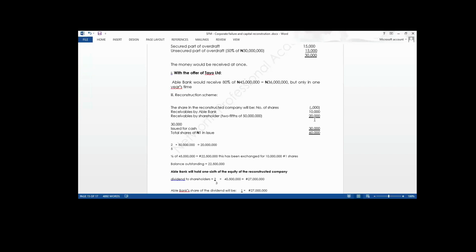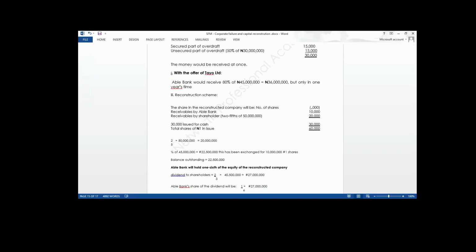The shareholders' investment was 50 million naira. The directors are saying, look, accept 2 shares for 5 shares currently held. That investment will reduce to 20 million naira. Is that clear, please? We have treated proposal 1, which is your note 1. Shares receivable by shareholders, 2/5 of 50 million. That becomes 20 million.